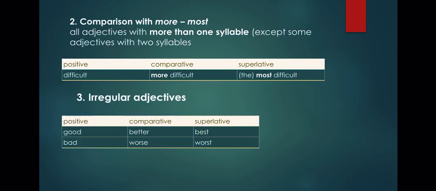Comparison with more and most. We compare with more and most with all adjectives that are more than one syllable, except some adjectives with two syllables, and we have to talk about these exceptions. Now, you have the adjective difficult. Difficult is more than one syllable. So I'd say more difficult if I'm using the comparative, comparing between two, and the most difficult if I'm comparing between more than two. I would use the word most. So most is for the superlative, more is for the comparative, which is comparing between two.